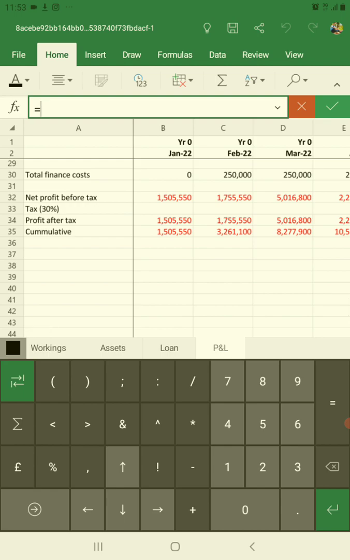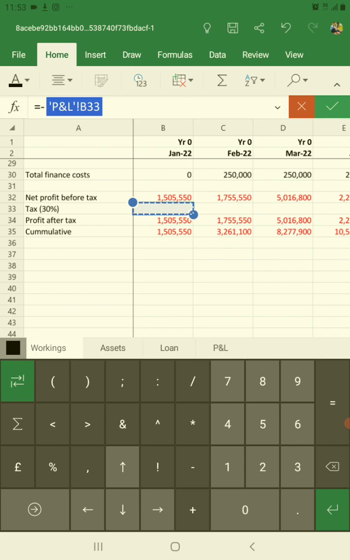Now because the tax payments draw out cash, I can start with the negative and then pick January, so that my figure there is picked as a negative figure in my computation. So I press enter.